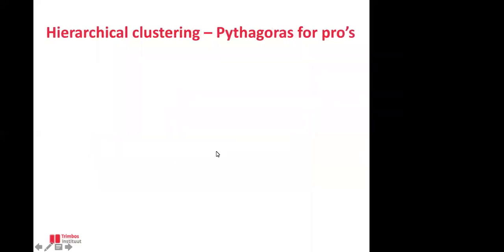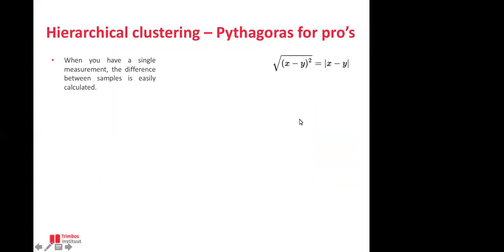So, hierarchical clustering. Is anyone familiar with hierarchical clustering? I guess not. Okay, so it's fairly easy. If you have a single measurement, so let's say depression, the distance or the difference between samples, between participants, is fairly easily calculated. You just take the score of your X sample and your Y sample and take the absolute difference. That's basically a description of how different your two samples are. Now, you could also do this with multiple measurements.